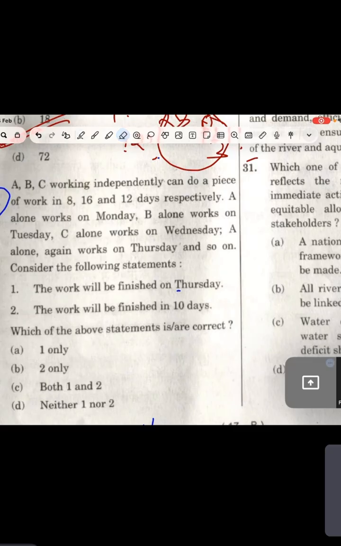The work will be finished on Thursday; the work will be finished in 10 days. So guys, basically this is a time and work question. Guys, this is not difficult actually. Whenever you find these numbers, always take the LCM. So if you take the LCM of 8, 16, 12, you will get 48.